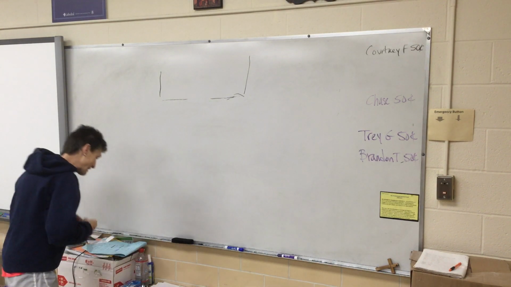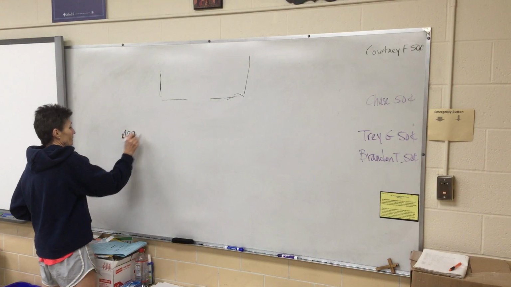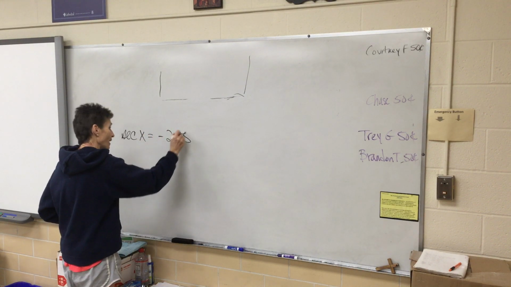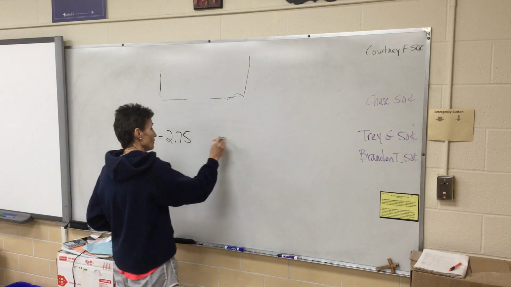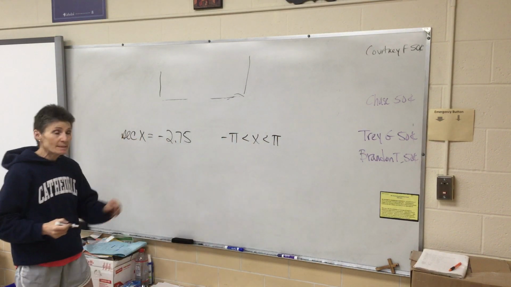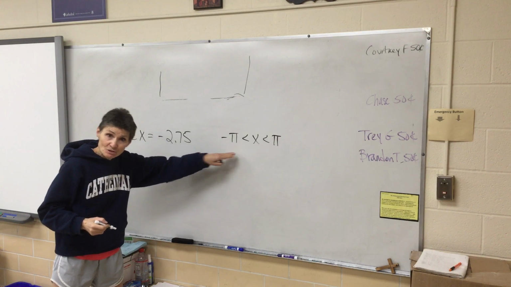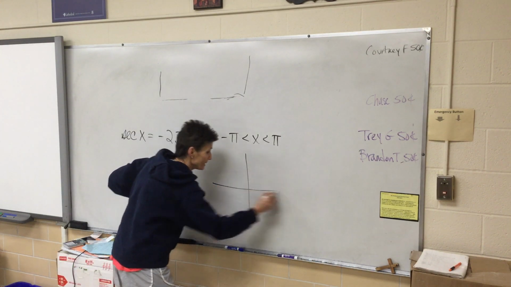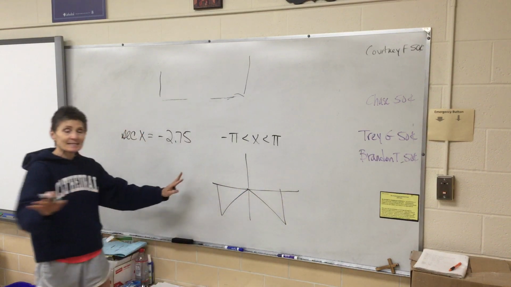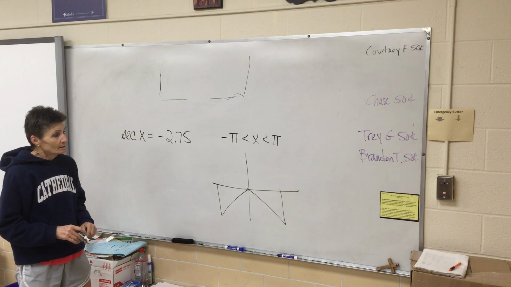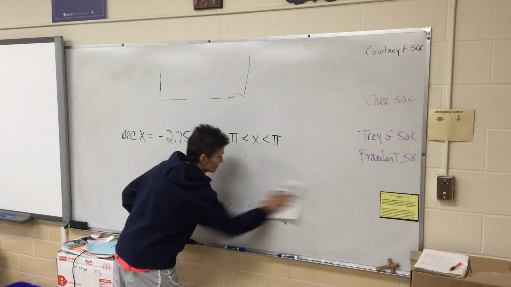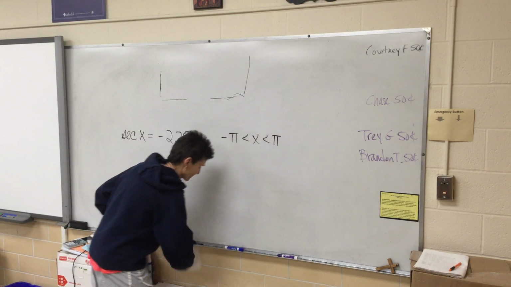All right, let's see. Secant equals negative 2.75, and we're from negative pi to pi again. Now, what this says to me is very clearly, I have to be here or here. That's it. Oh, no, that's not right. Never mind. Forget that. That's not right at all. I can be everywhere. I can be everywhere.